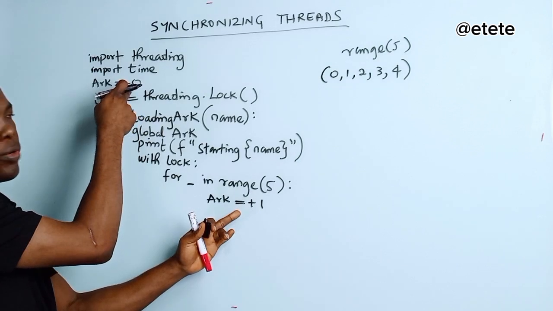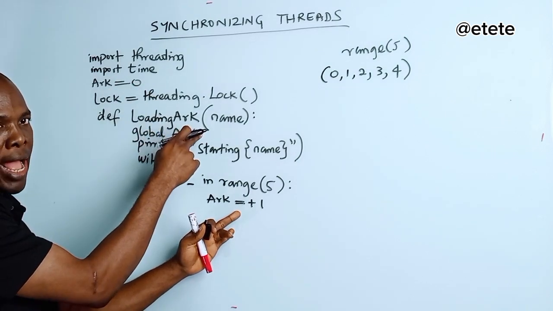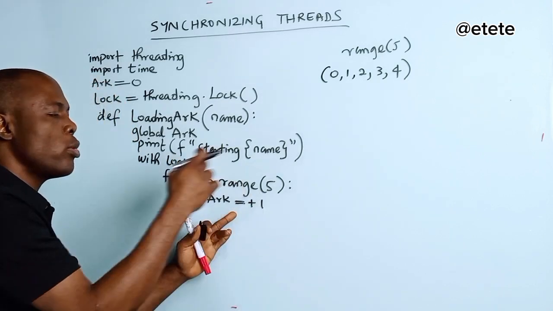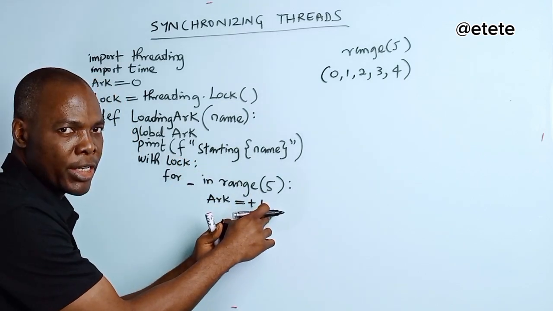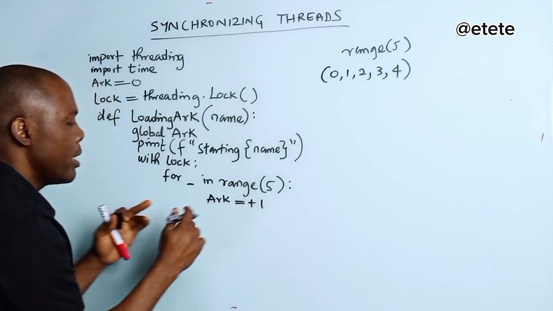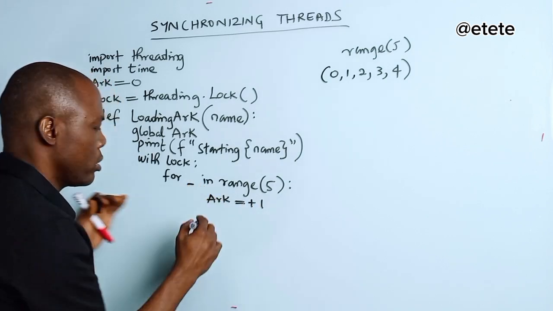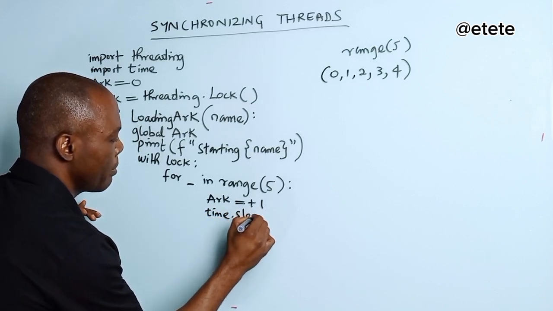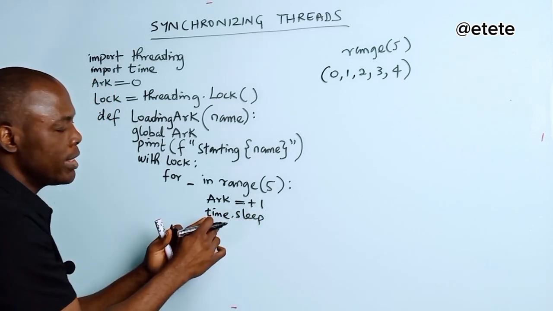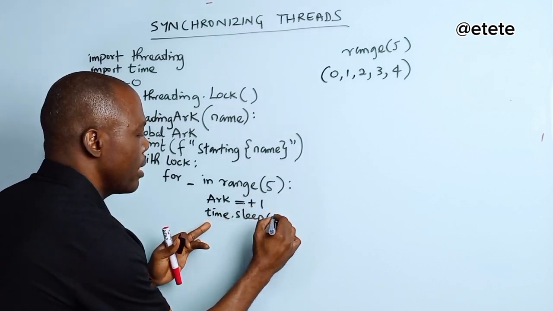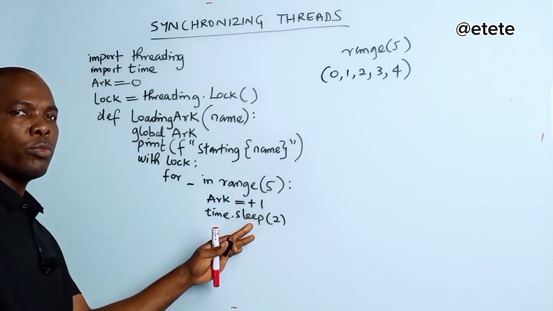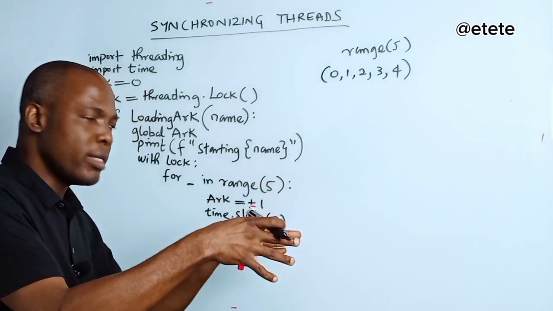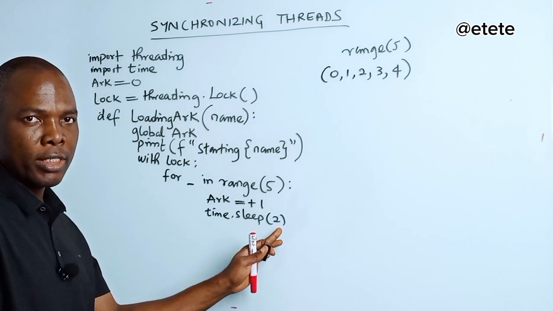The ark is already 0, and I've brought it in here as global ark. So the first time, once I obtain the lock, I will load the first animal. The ark has increased by 1. Then I will sleep for like 2 seconds. So I will come here and say time dot sleep. I'm calling a sleep method inside this time module, and I'll sleep for 2 seconds. This is just to simulate the action of arranging this animal inside the ark.